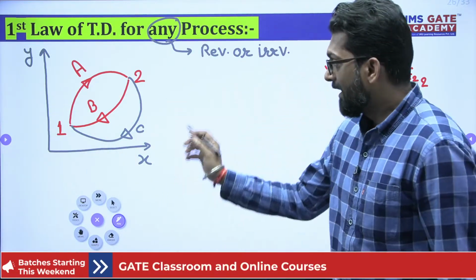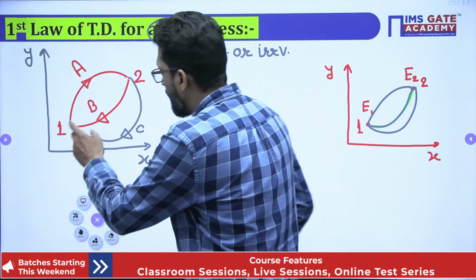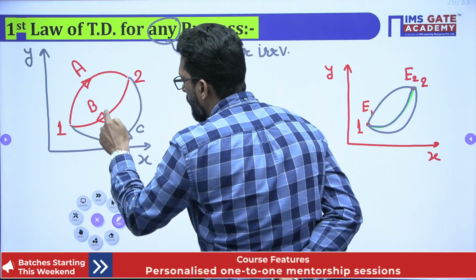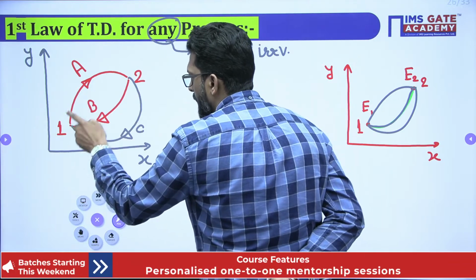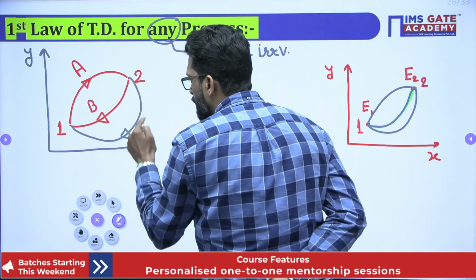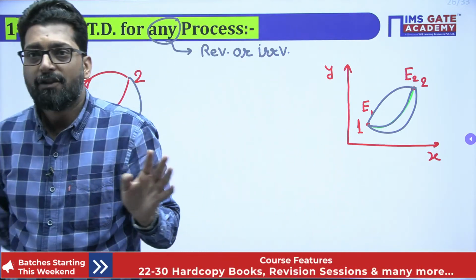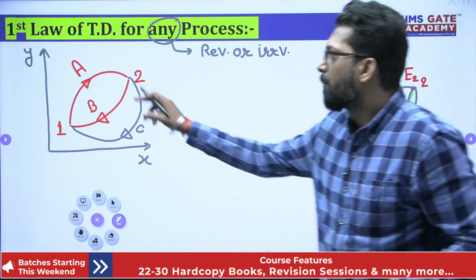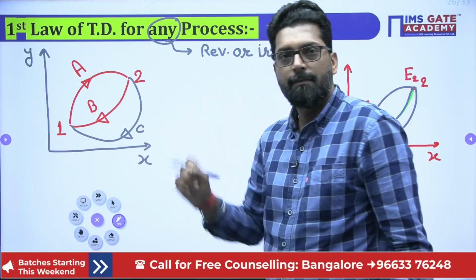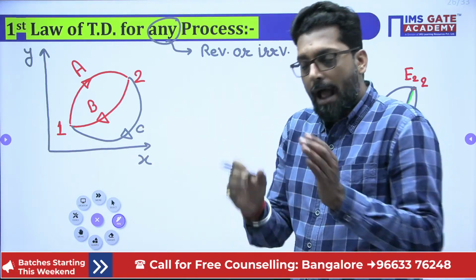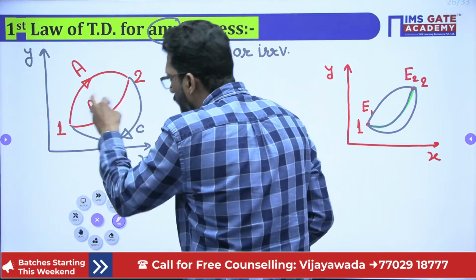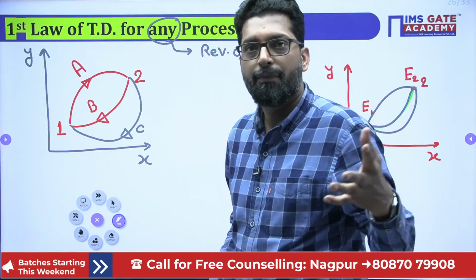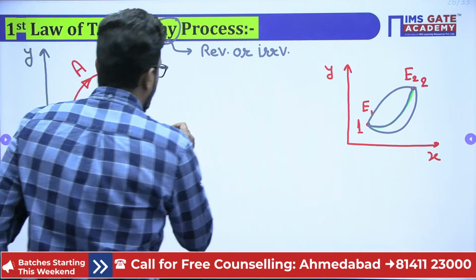Okay. So my dear, if you look very carefully, 1 A 2 B 1 is one cycle, and 1 A 2 C 1 is another. These are two cycles, and those two cycles are connected by three different processes: process A, process B, and process C. We have already defined the first law of thermodynamics for a cycle.